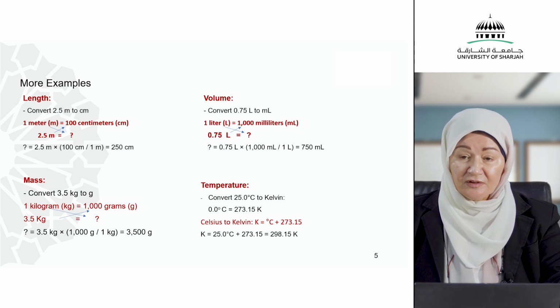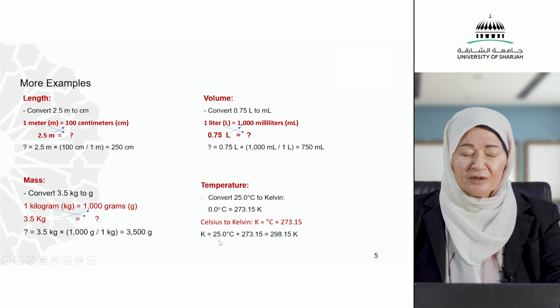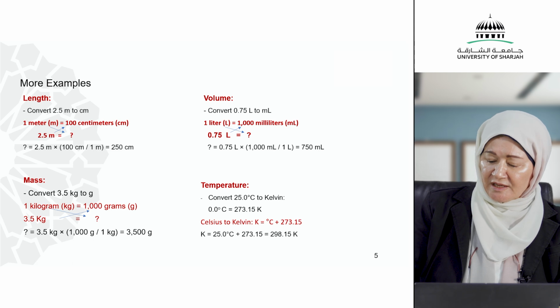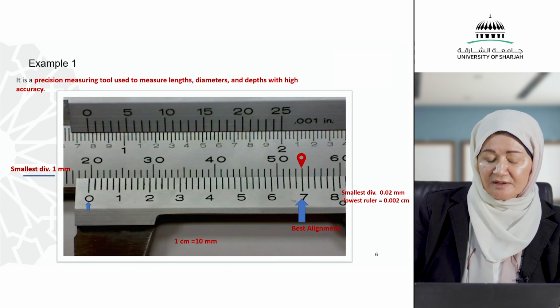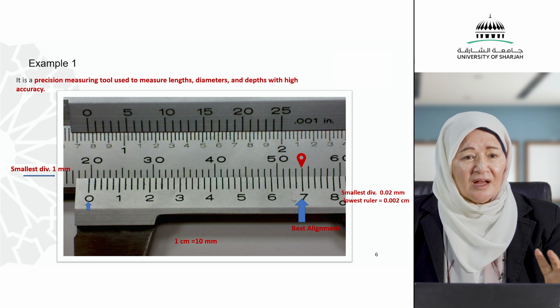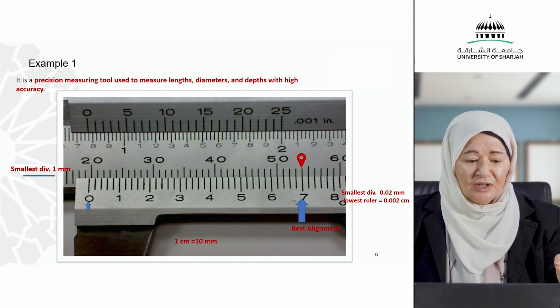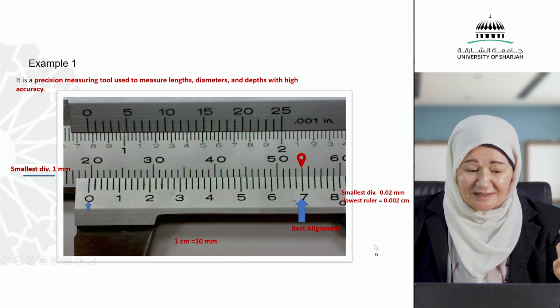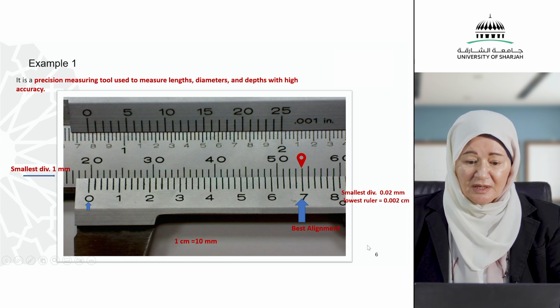What about temperature? If I want to convert degrees Celsius to Kelvin, I just add 273.15. For example, room temperature is 25 degrees Celsius. I want it in Kelvin. I just add 273.15 and it gives me 298.15 Kelvin. Here I have a device that we use in the lab, and it is a precise measuring tool. It gives me the length, the diameter, and the depth.